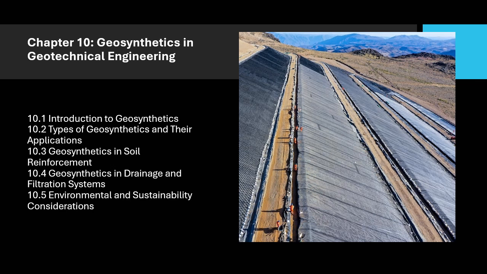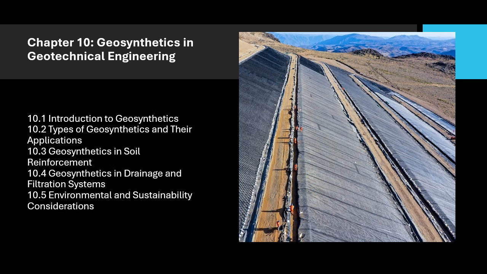10.4.2 Types of geosynthetics used in drainage systems. Several types of geosynthetics are commonly employed in drainage systems, each serving specific functions in water management, filtration, and soil protection. 1. Geotextiles.